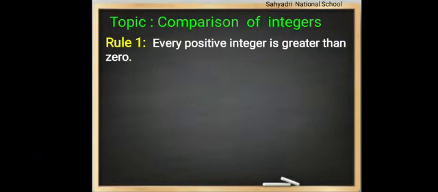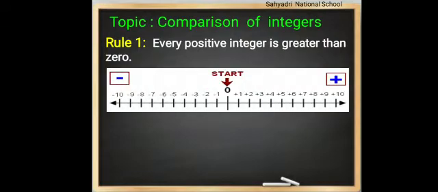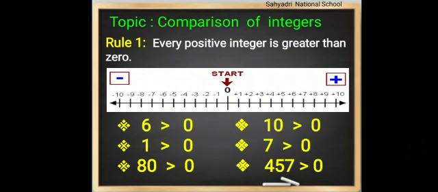There are certain rules to compare integers. Every positive integer is greater than 0. Here goes the number line. Right side are all positive integers. Let us see some examples. 6 is greater than 0 and 1 is greater than 0. 10 is greater than 0 and 7 is greater than 0. All these numbers lie on the positive side of the number line and so they are greater than 0.